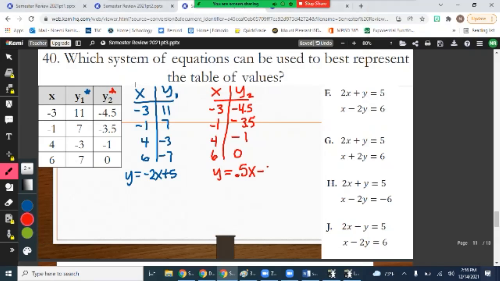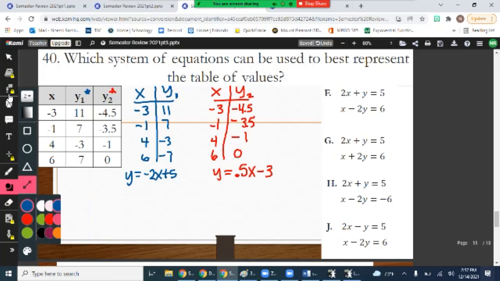-2? -3, okay? Shorter way, convert it to standard form. This part applies to any way you do it. You have to find the equation of both of these lines. Shorter way, convert it to standard form.